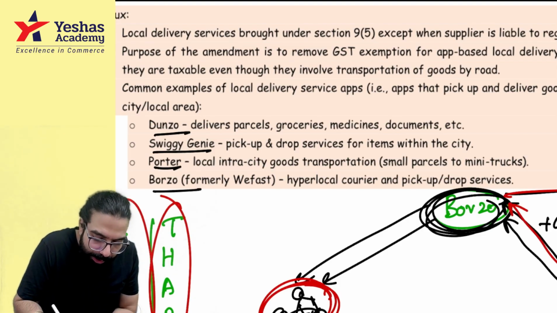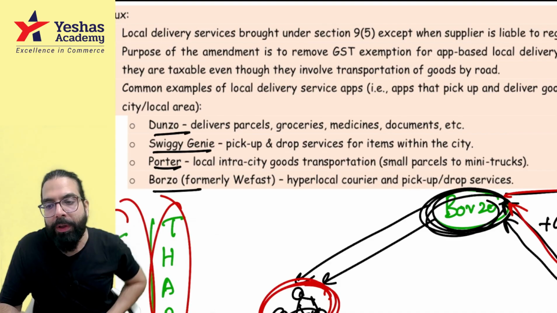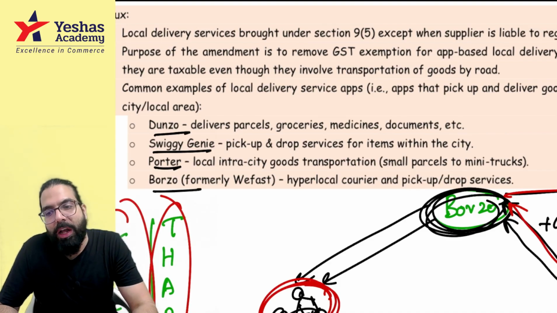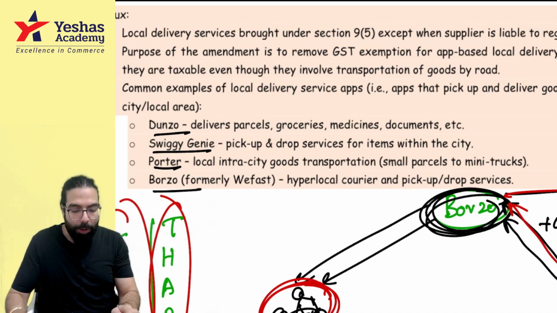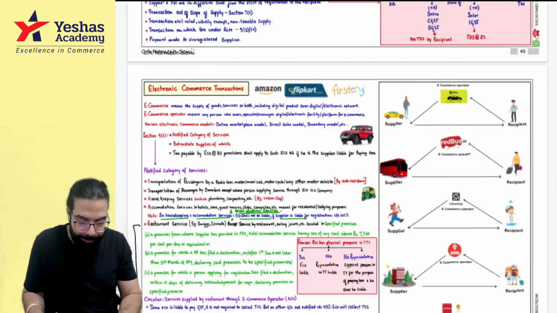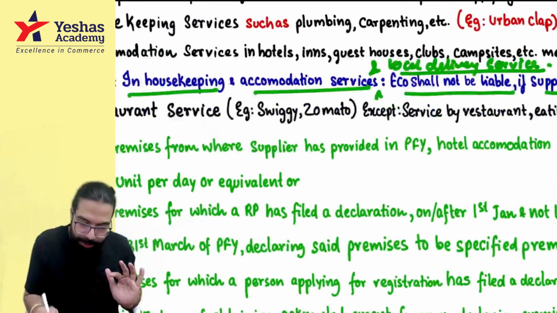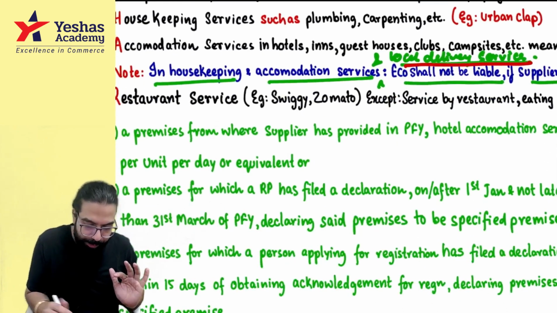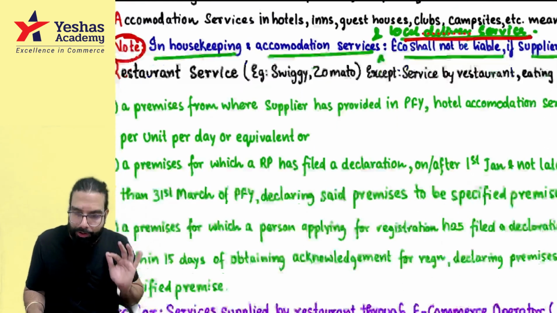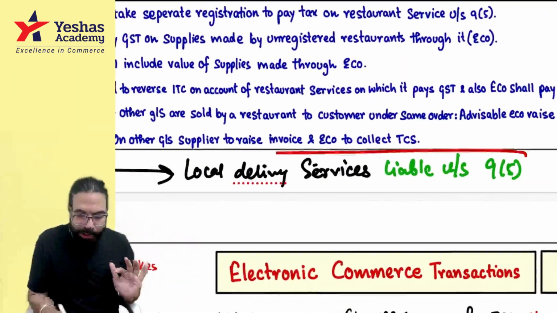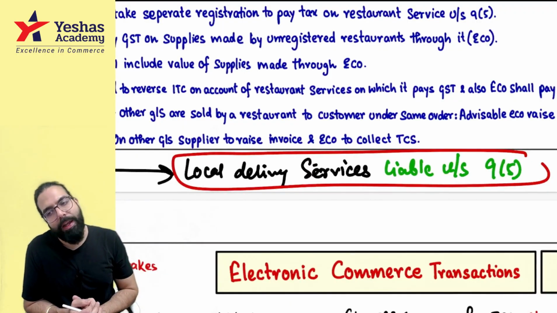Because of this local delivery service, everyone listen carefully. Because of this local delivery service now coming under section number 9.5, the government told over here, people, listen. Any change in this chart? I've already told you. Just make the local delivery service point in this note. And here you write and keep: local delivery services are now under section number 9.5.